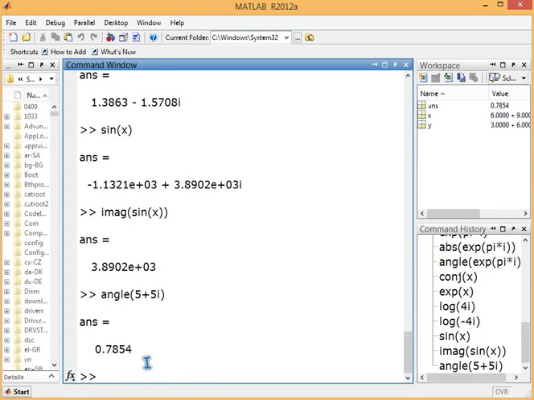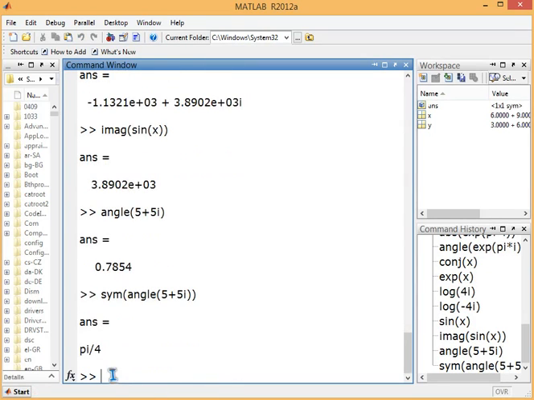Now you can compute it. So what can I do? Because I need it as pi by 4, I can pass it inside a sym and see what happens. You'll get pi by 4. So this is the result, pi by 4. You can make it pretty also.